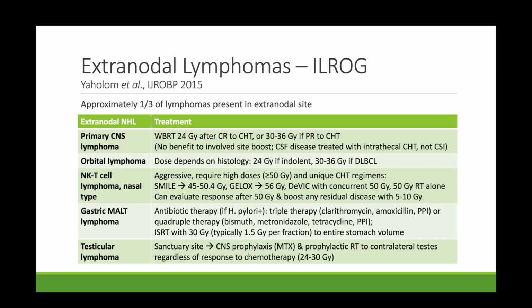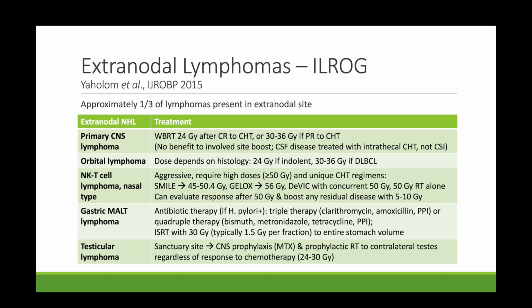I want to end by talking about some unique types of lymphoma, including extranodal and primary cutaneous lymphomas. So I have 2 slides on each of those topics. On these slides, I've created tables that are largely summaries of management from ILROG guidelines that exist for these types of lymphoma. And I would refer you to those ILROG guidelines because they are much more detailed and a very useful reference anytime you're treating any of these sites.